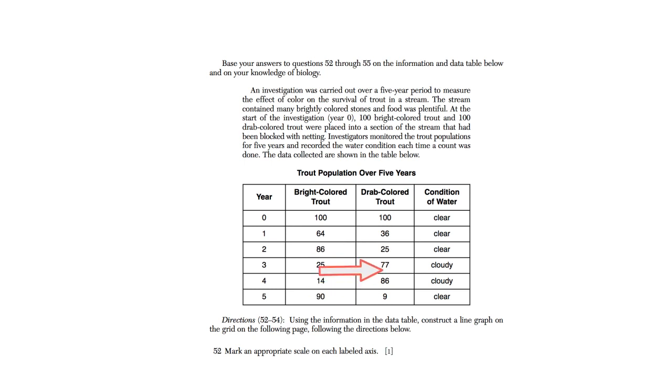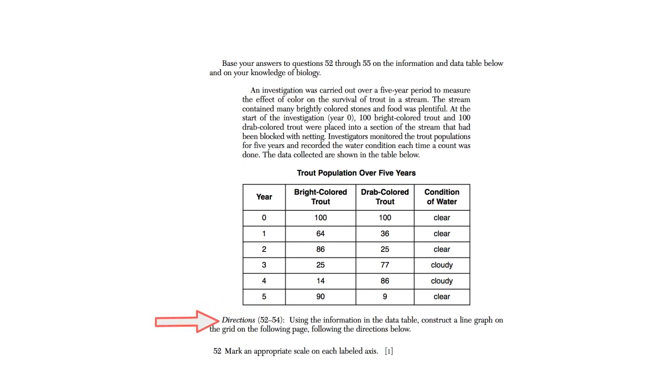And finally, you have the condition of water, which is very important to answer question 55 later. The water was clear for the years 0, 1, and 2, and then cloudy for the years 3 and 4, and became clear again. Let's follow the directions.